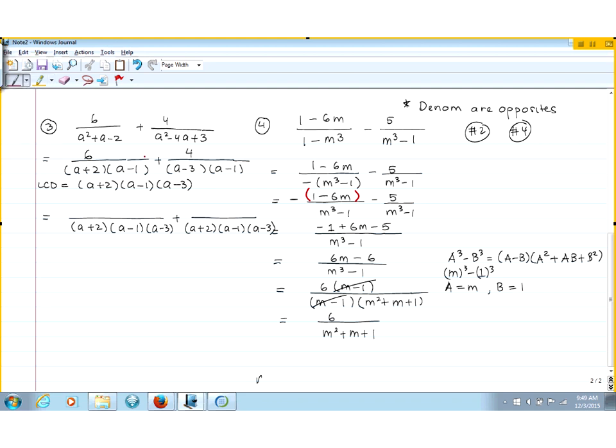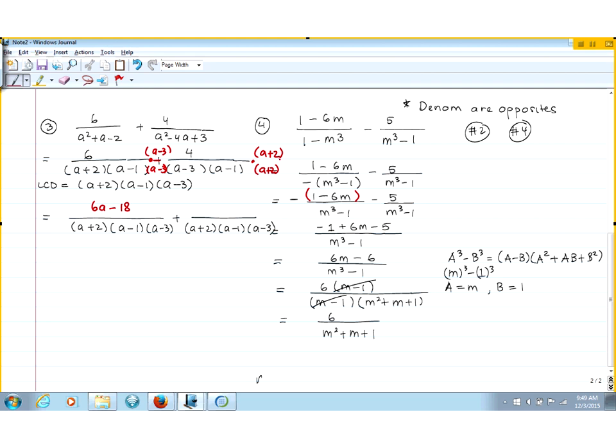So on the first one, what is missing? A minus 3? Okay, so I have to multiply by A minus 3 over A minus 3. So what do I have on top? 6A minus 18. Yes. That's the first one. The second one, what am I missing? A plus 2.